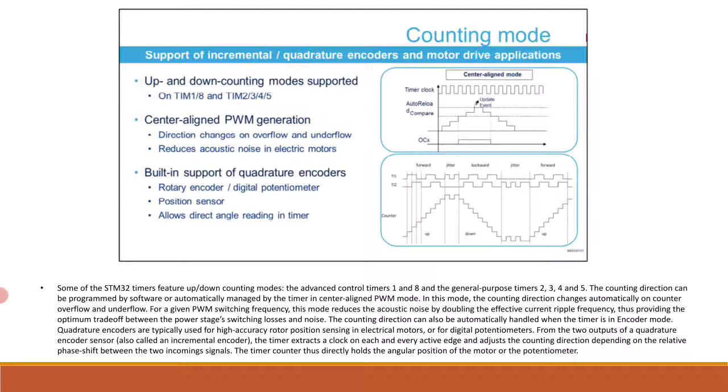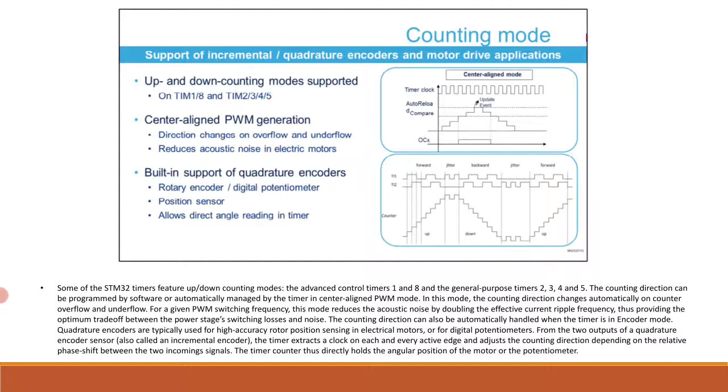Quadrature encoders are typically used for high accuracy rotor position sensing in electrical motors or for digital potentiometers. For the two outputs of a quadrature encoder sensor, also called an incremental encoder, the timer extracts a clock on each and every active edge and adjusts the counting direction depending on the relative phase shift between the two incoming signals. The timer counter thus directly holds the angular position of the motor or potentiometer.